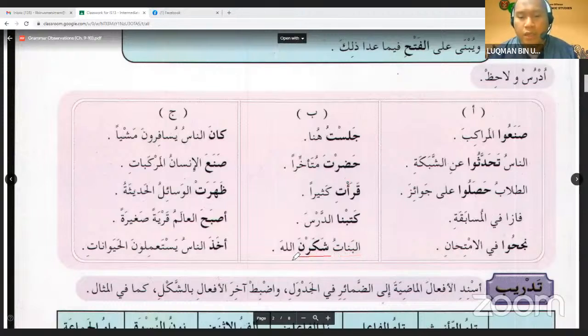Al-banatu shakarna Allah. The girls, the daughters, the girls thanked Allah. So this is third person feminine plural, no? Na. شكرنا. البنات شكرنا الله. Hope that's clear. So here, the third table is the default, which means it is fixed upon fatha. Mabniyun alal fath.